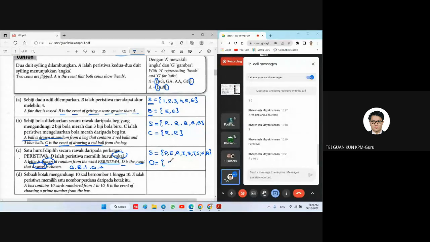Ada E, I, A. Betul lah, Kak finish. Ada E, ada I, ada dua. So kena tulis dua kali lah. A ada satu.